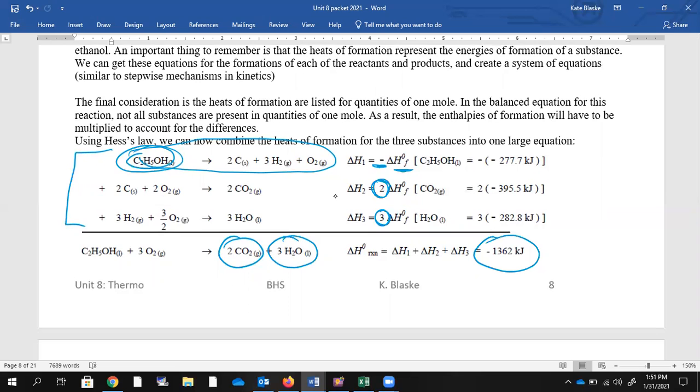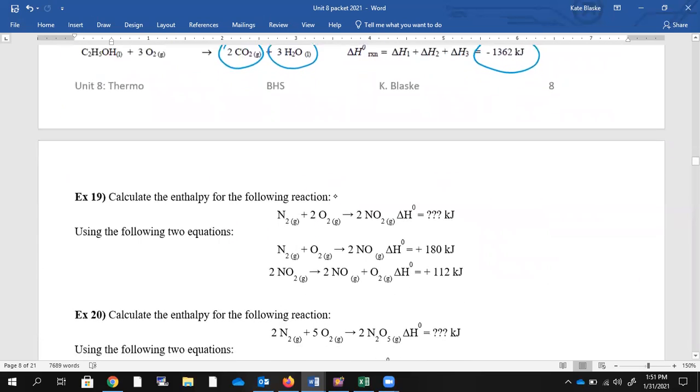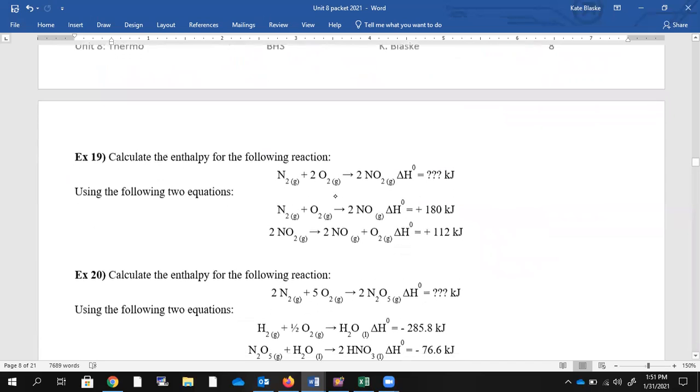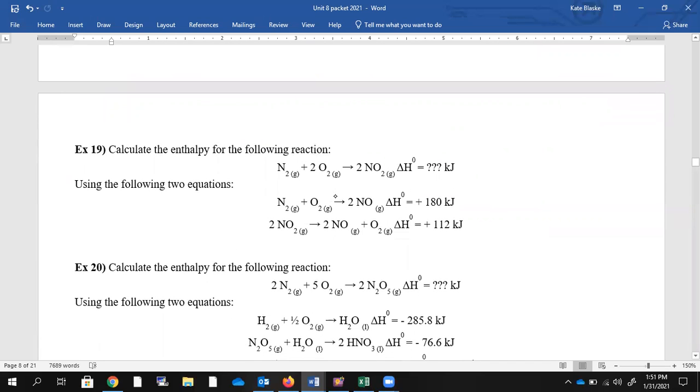Right. So let's try out this process on our own where maybe we have to manipulate some of these equations ourselves. So let's take a look at example number 19. So here's the equation I want to get to: N2 plus 2 O2s makes 2 NO2s. The equations that I have available to me are the heat of formation of nitrogen monoxide, but I want nitrogen dioxide, and then the decomposition reaction for nitrogen dioxide. So let's see, how can I manipulate these equations to get them in the order that I need them to be?